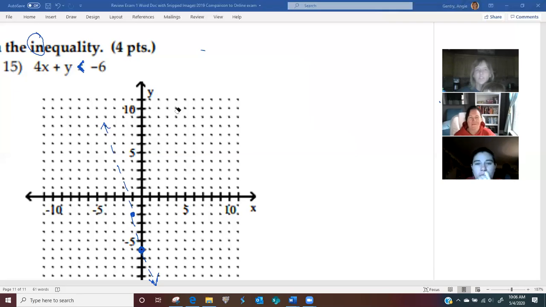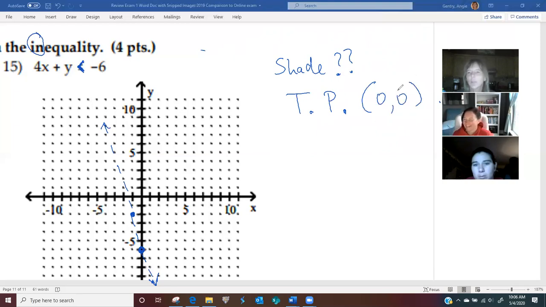Okay, I had to make some room. So are we good with this? Finding those little spot points. And then this is where your question is, Amanda. Where do you shade, right? So we're gonna use the famous test point 0, 0. It looks like toilet paper, and this is the semester of the missing toilet paper.